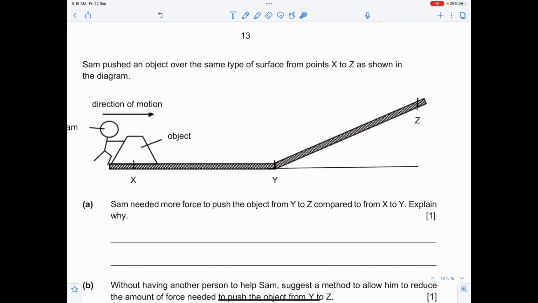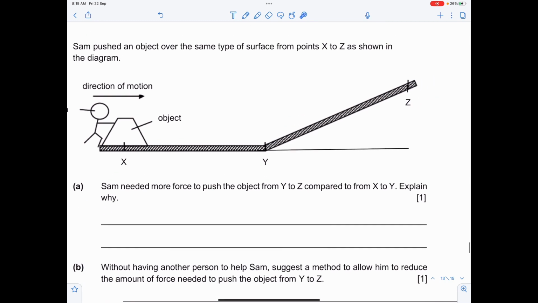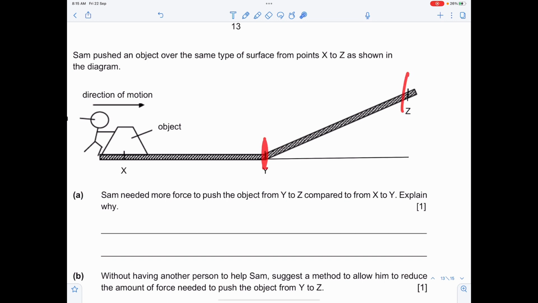Sam pushed an object over the same type of surface from point X to Z all the way to here, as shown in the diagram. Sam needed more force to push from Y to Z. Explain why. So what is the difference? Always, here's the key thing, class. Whenever you're presented with two scenarios, scenario A, scenario B, always ask yourself, what is the difference between scenario A and scenario B? That will give you a hint to the answer.